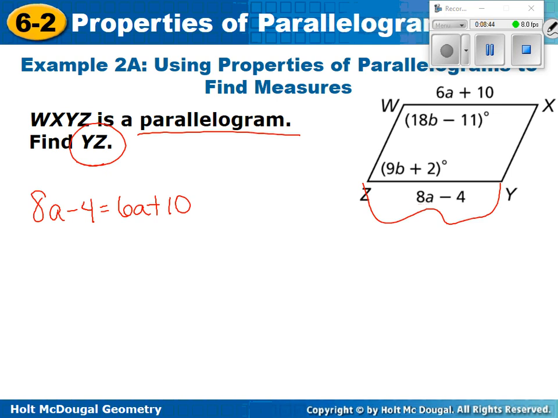Because part of your test, when we get to the end, is going to say, what do you know about these? Why do you know this? What property are you using? You're not going to have to write proofs, but you're going to have to back up how you know what you did. So you'll need to be able to say, set these equal because opposite sides are congruent. Okay, so I'm going to keep reminding you, why do you know that? Then we'll just solve. So what do you want to do, Ruben?